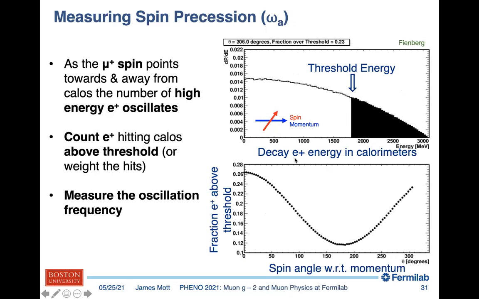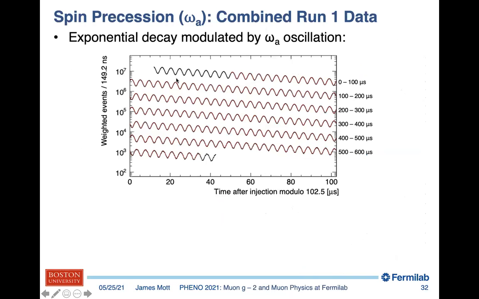It's a cartoon picture, but it looks like this in real life. This is all the data we have from run 1 combined. What you're seeing here is the plot wraps around. It's a log scale, so this straight line is an exponential decay. The decay is just going around here as the muons decay away. And on top of that, you're seeing this oscillation at omega A, right? This frequency that we want to measure. So we basically fit this and use that to extract the frequency.